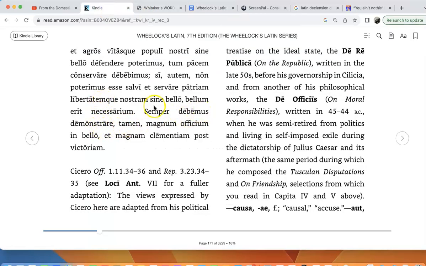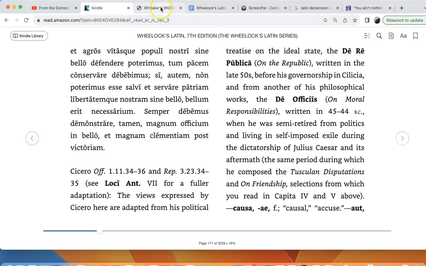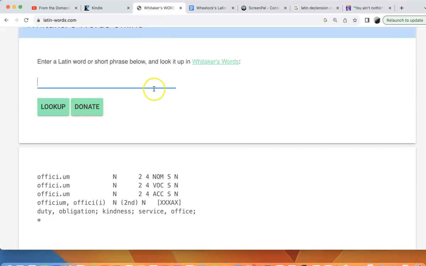However, we should always show magnum officium. Now, magnum officium literally means great duty, but it means, in this case, probably can also mean great virtue. Do they give us, so if we look up on Whitaker's words, Cicero wrote a text called De Officiis. So I guess maybe kindness or duty.